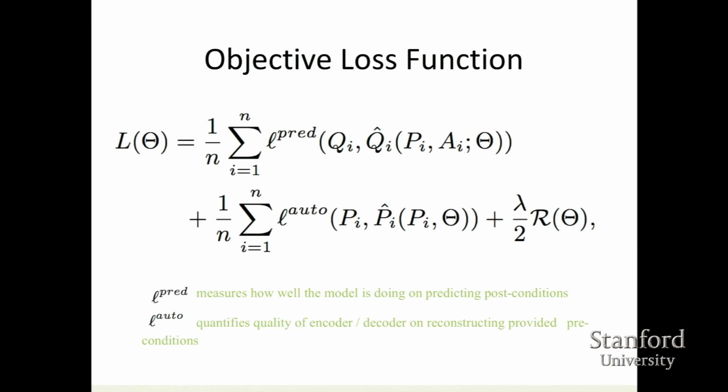The loss function here mainly consists of two parts. We have a prediction loss, which measures how well we can predict the postcondition given our precondition and the program. And we also have an autoencoding loss, which measures how good our encoder and decoders are. If we have good encoders and decoders, we should be able to also reconstruct our precondition. And the last term is just the regularization, which you have also seen many times in this class.